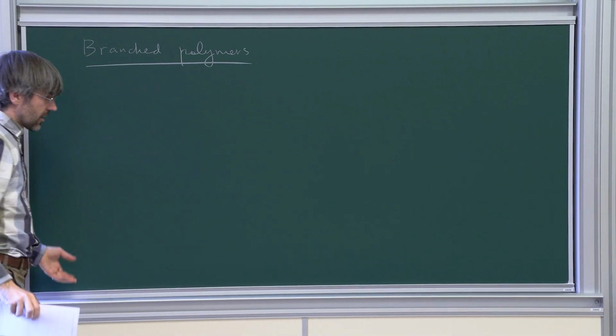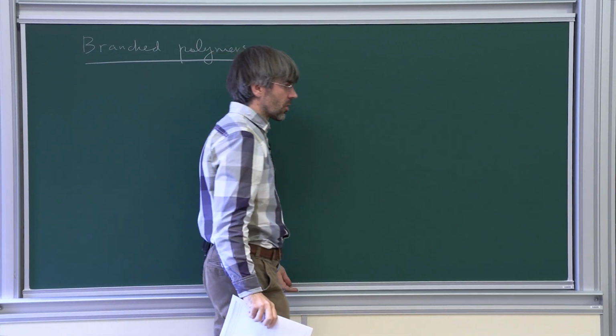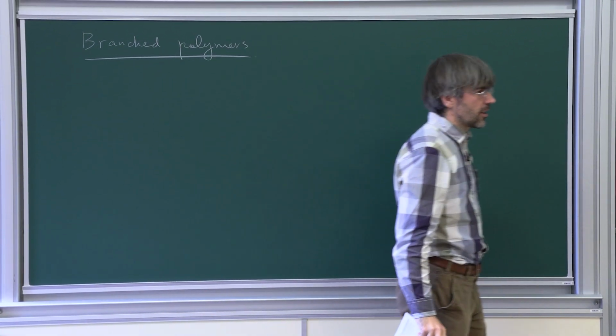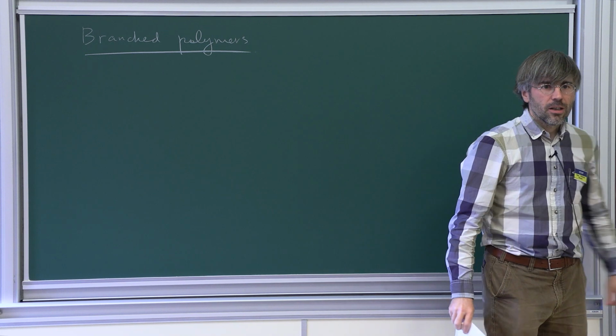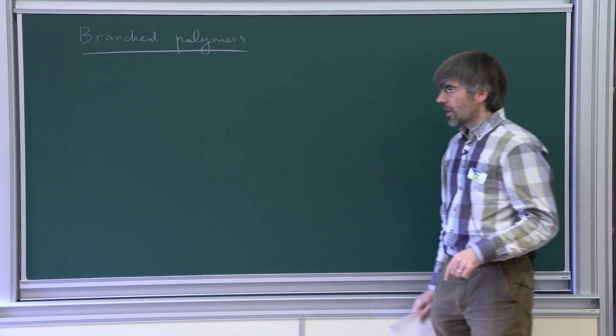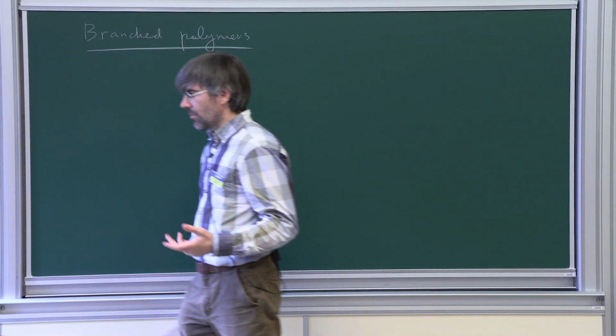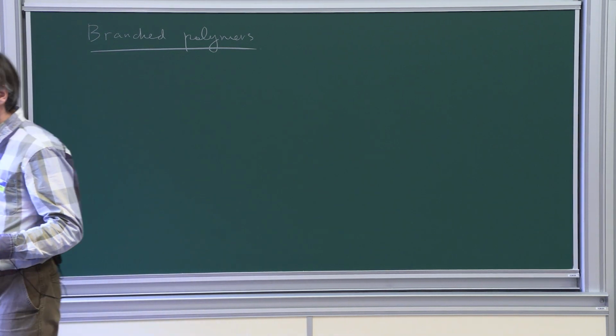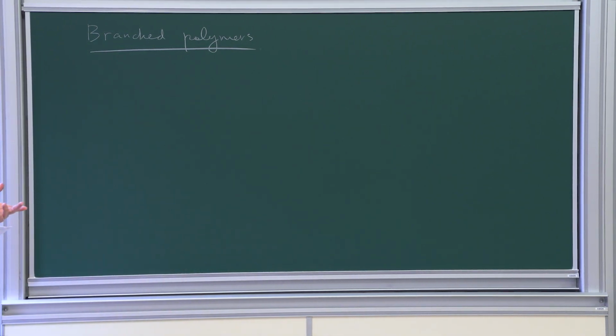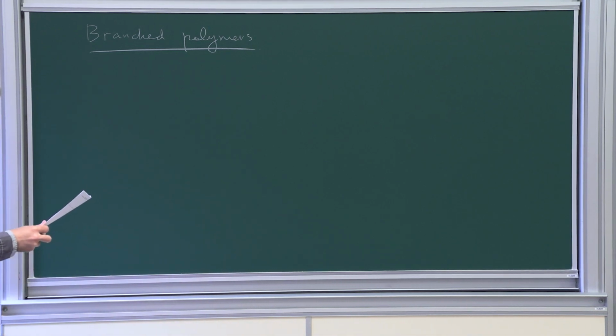I discussed in my lectures the random field Ising model, but branched polymers are a related problem in theoretical physics, which has to be discussed in parallel and which has a lot of analogies. I would like now to briefly discuss what these analogies are. So let me tell you what branched polymers are.